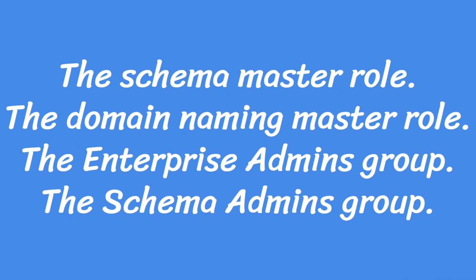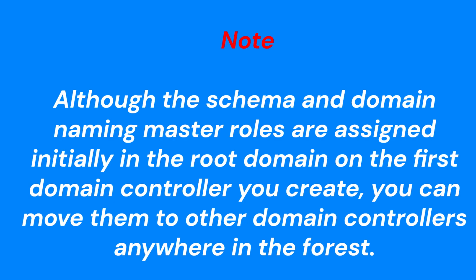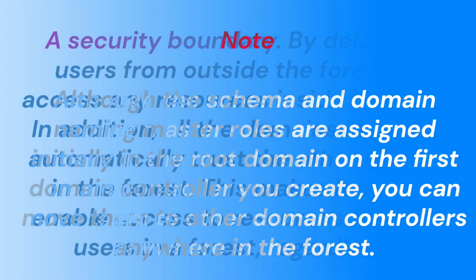The following objects exist in the forest root domain: the schema master role, the domain naming master role, the enterprise admins group, and the schema admins group. Note, although the schema and domain naming master roles are assigned initially in the root domain on the first domain controller you create, you can move them to other domain controllers anywhere in the forest.